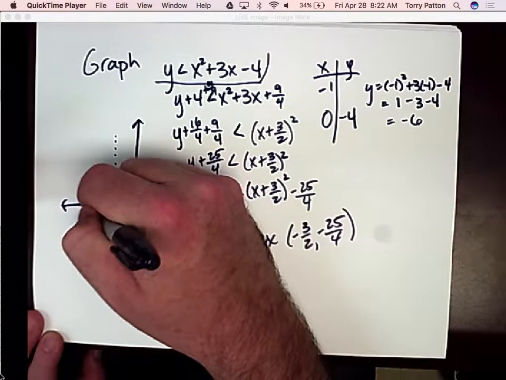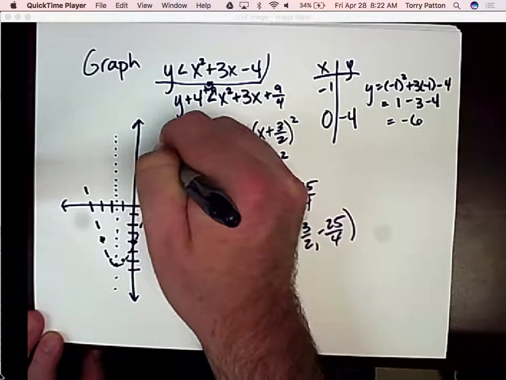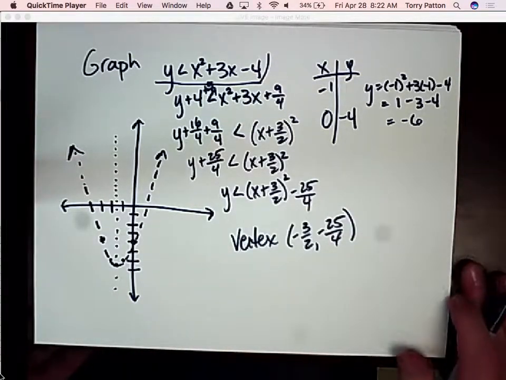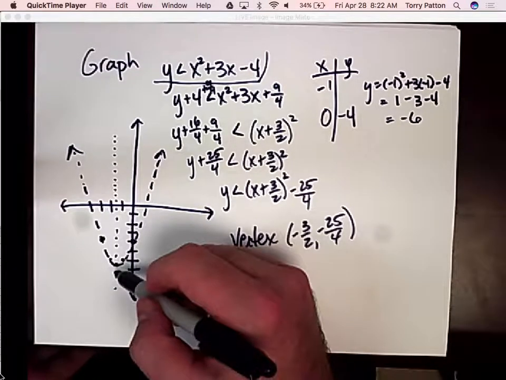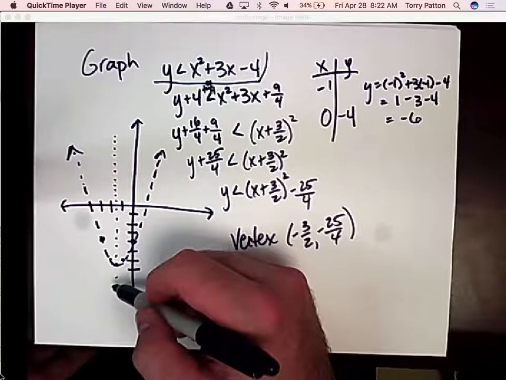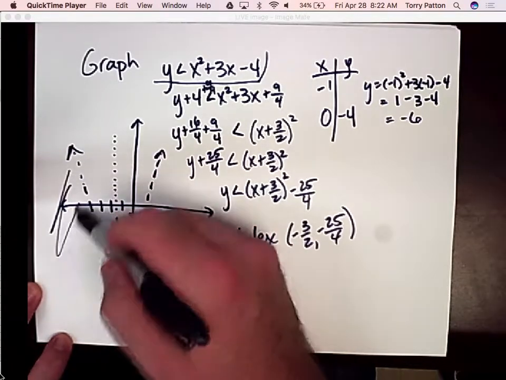Now, since this is just y is less than, you don't draw this solid. You draw it dotted. Okay? Two methods to know which side to shade. It's less than, so you go to the vertex and go down. Is that inside or outside? Vertex, go down, outside. So you would shade out here.